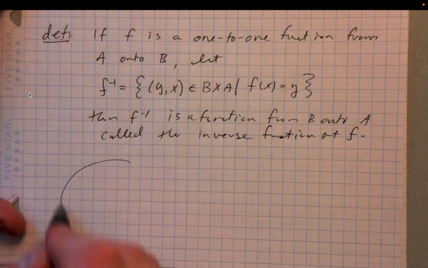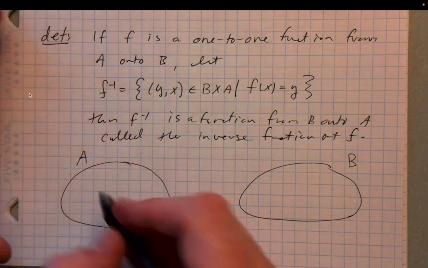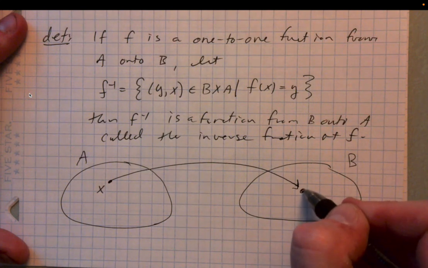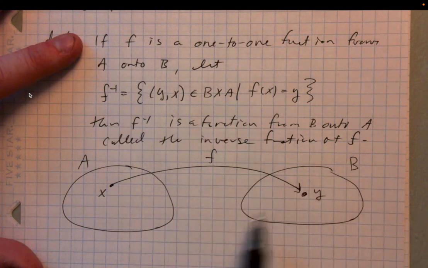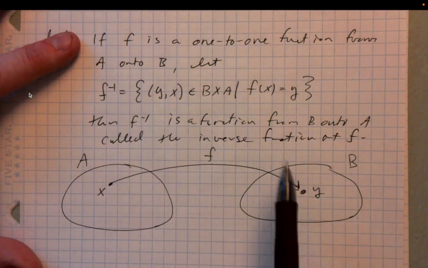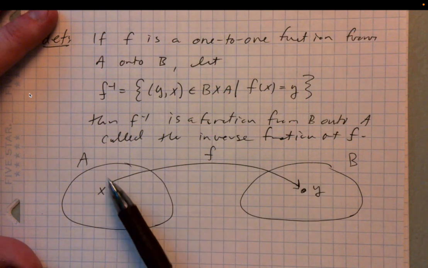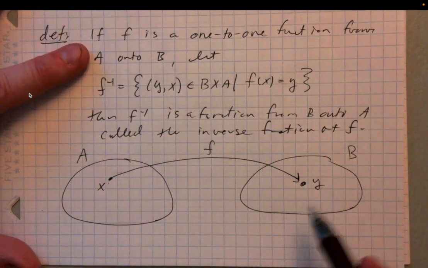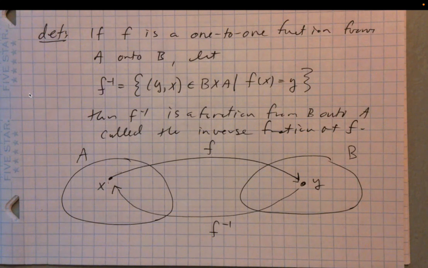So what's going on here? I've got A, and I've got B. Every x maps to a y in B, and every y in B is mapped to by f. In fact, every x maps to precisely one y in B, and every y in B is mapped to by only one x. And so we have this reverse function that goes in the opposite direction as well. This is called the inverse function.